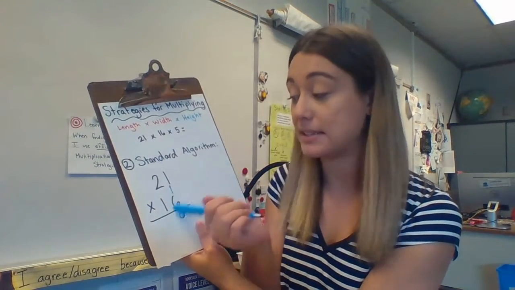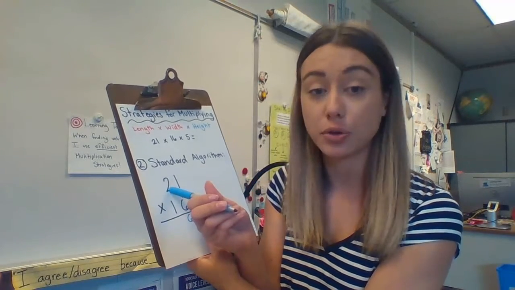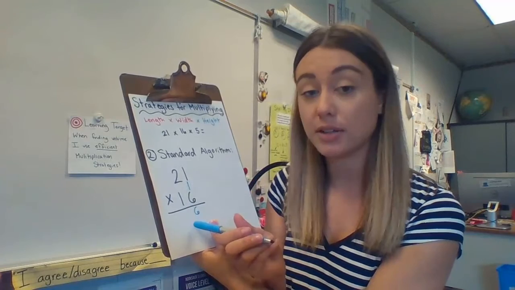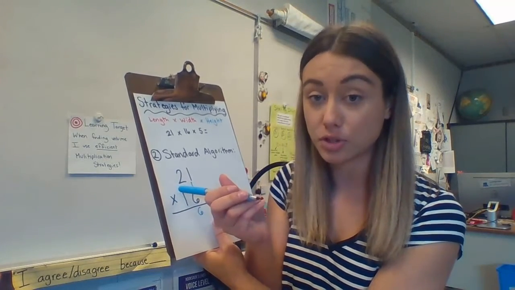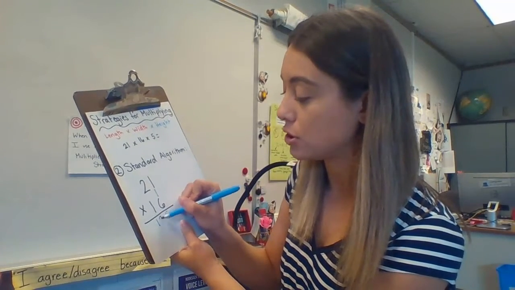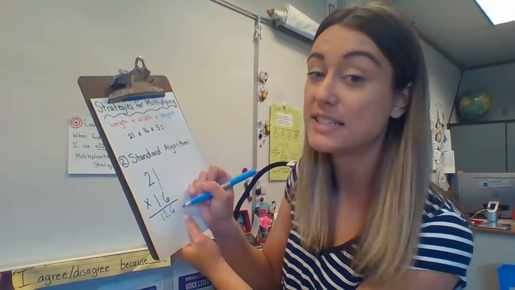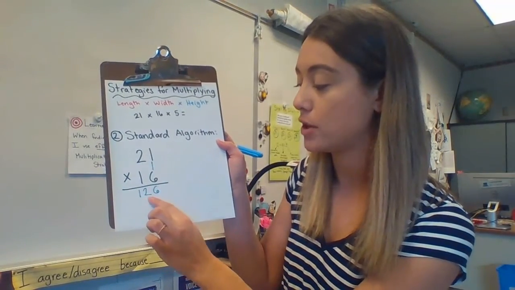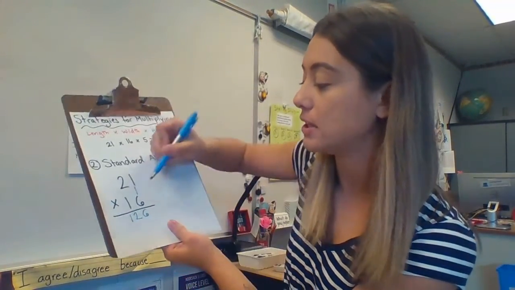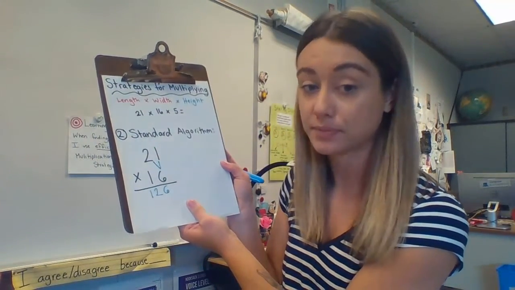Now I'm going to do my 6 times my 20. Lots of people like to think this is 6 times 2, and then you put that number down there. So 6 times 2 I know is 12, but 6 times 20 is 120. So it should turn out to be a 12 down here, but this is not a 12. It's 126 because this is our 120 and our 6. So we did 6 times 1 and 6 times 20 to get 126.